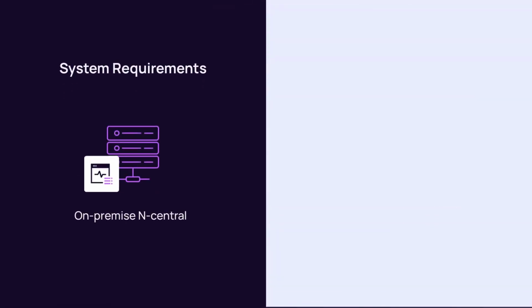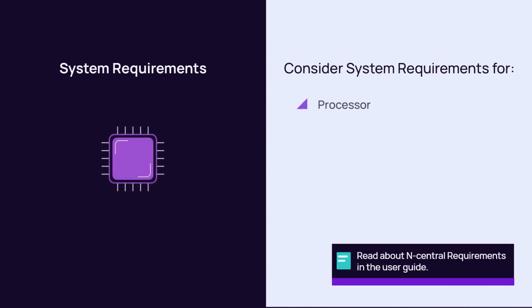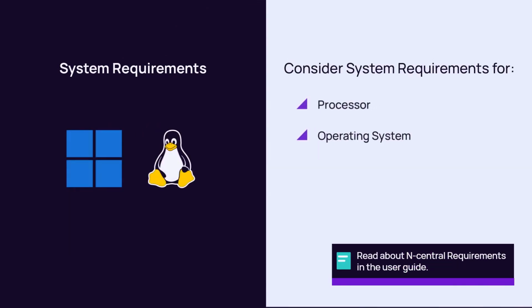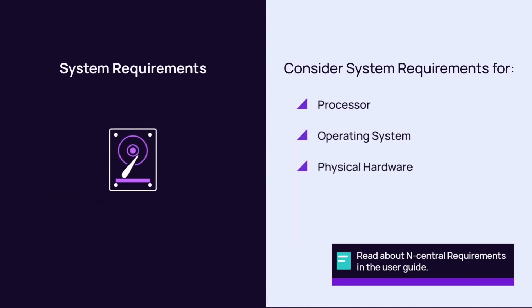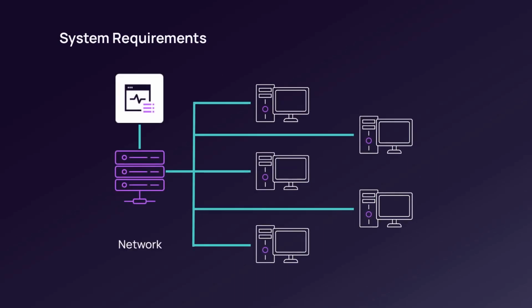For an on-premise deployment, ensure that system requirements are met for the processor, operating system, and physical hardware. When assessing the hardware requirements, consider future growth and a potential increase in managed devices across the network.